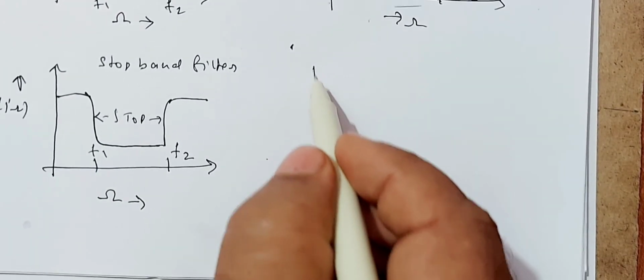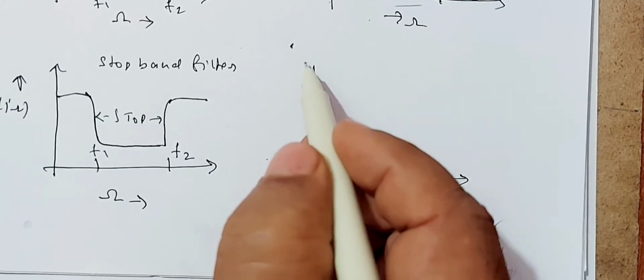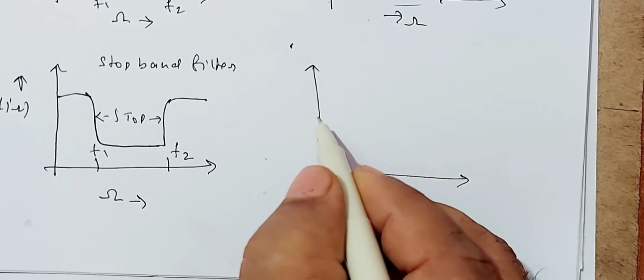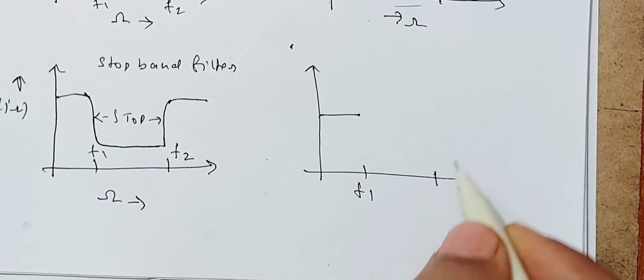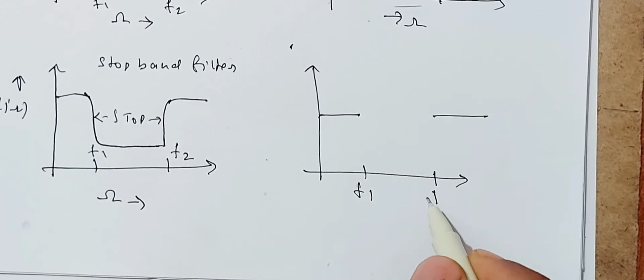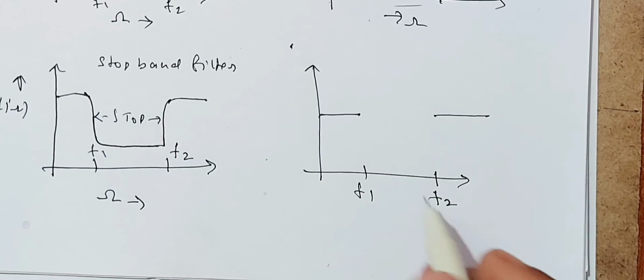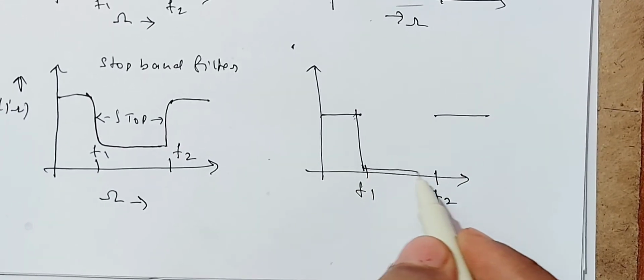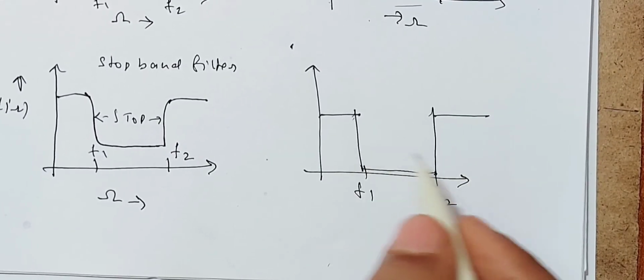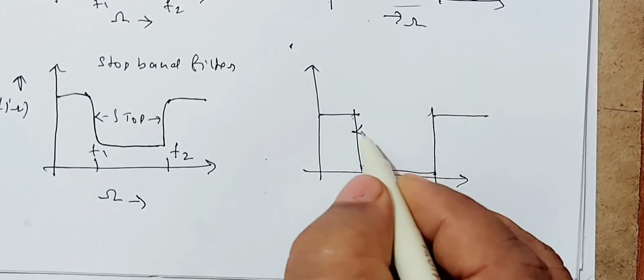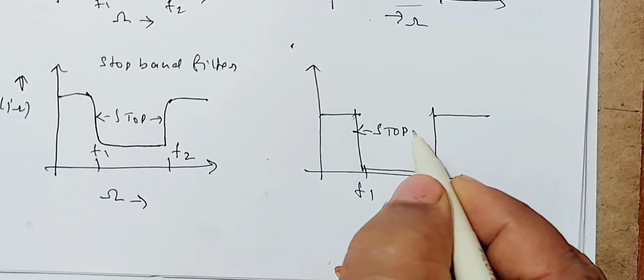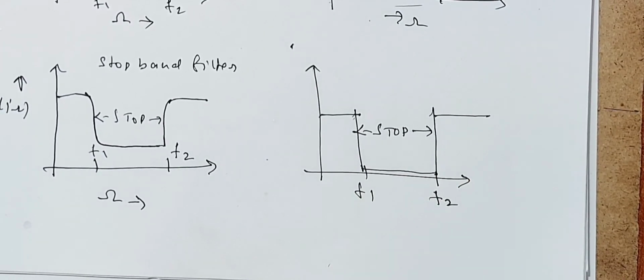Similarly, you can write the ideal filter of band stop. The output voltage is allowed up to a certain low value, and it is allowed again after a certain value, and it stops for a range of frequency f1 to f2. For this band of frequency f1 to f2, the output voltage stops. This is called the band stop ideal filter.